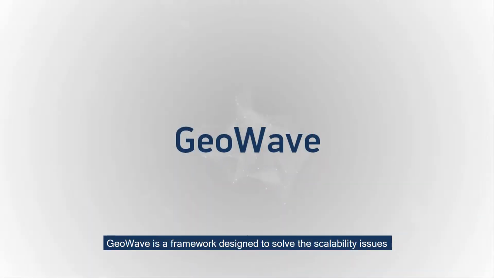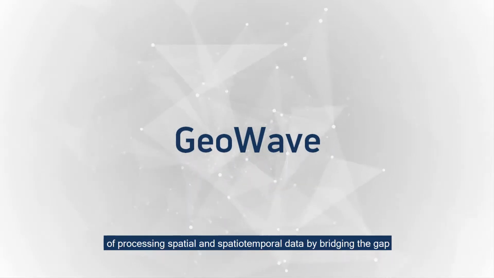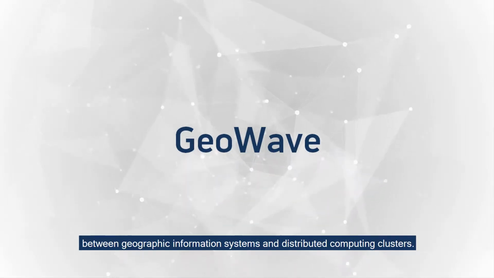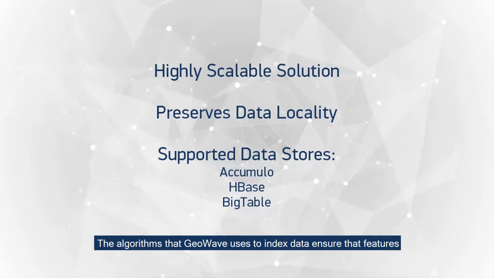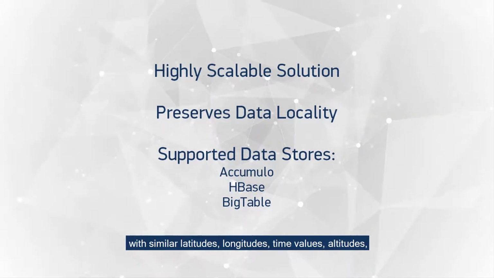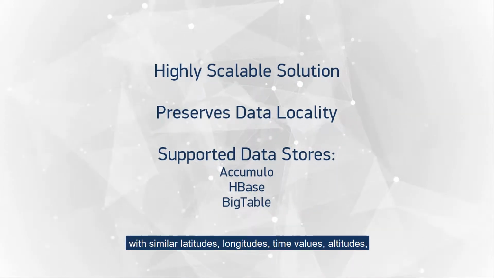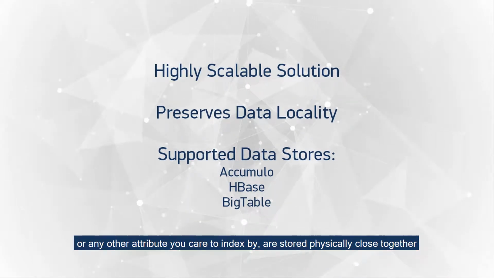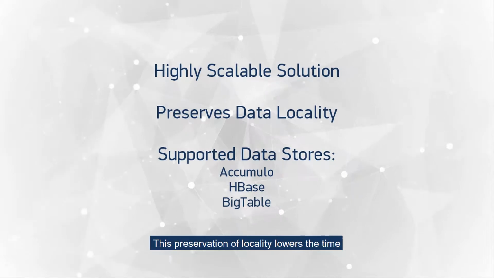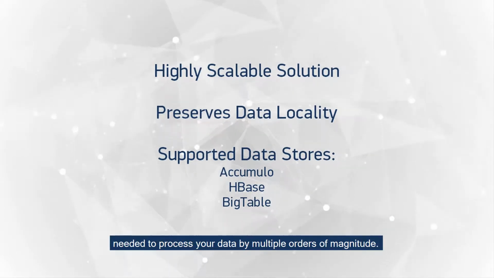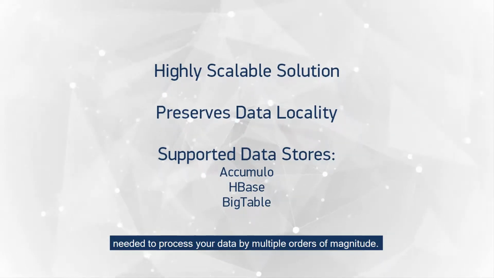GeoWave is a framework designed to solve the scalability issues of processing spatial and spatiotemporal data by bridging the gap between geographic information systems and distributed computing clusters. The algorithms that GeoWave uses to index data ensure that features of similar latitudes, longitudes, time values, altitudes, or any other attribute you care to index by are stored physically close together in the distributed key value store.